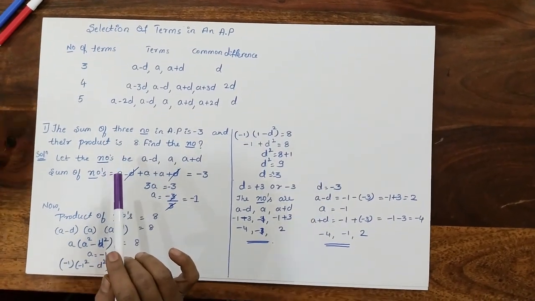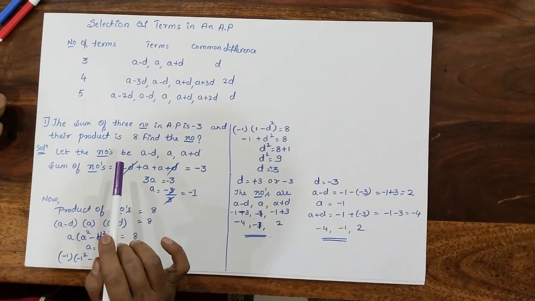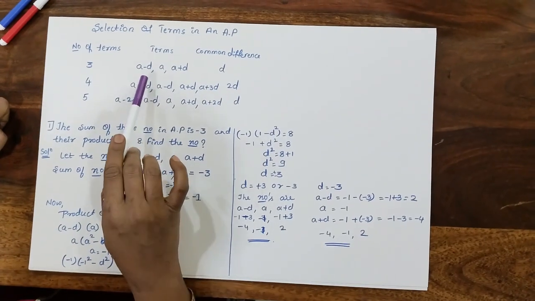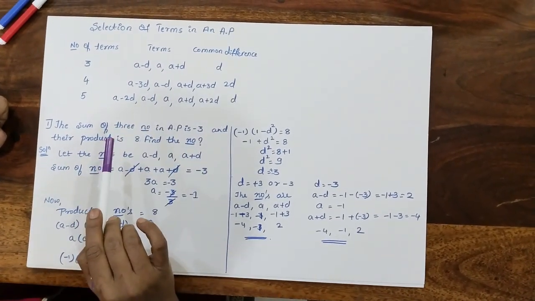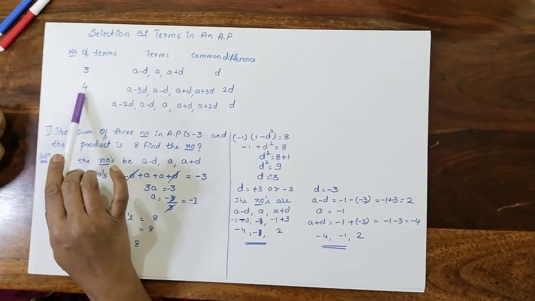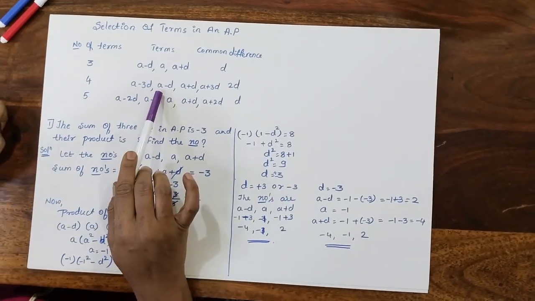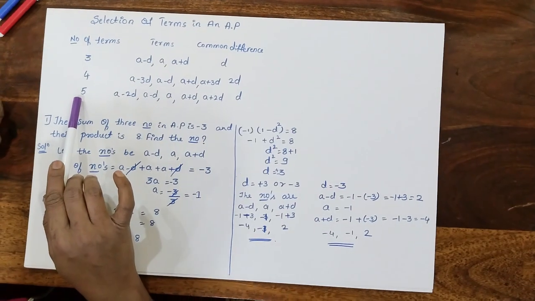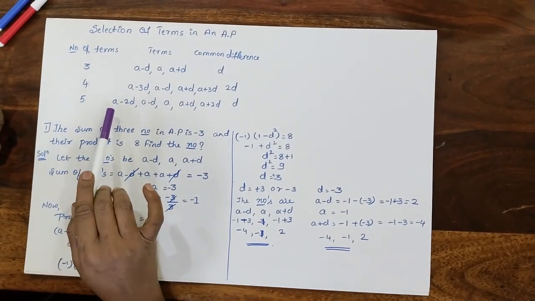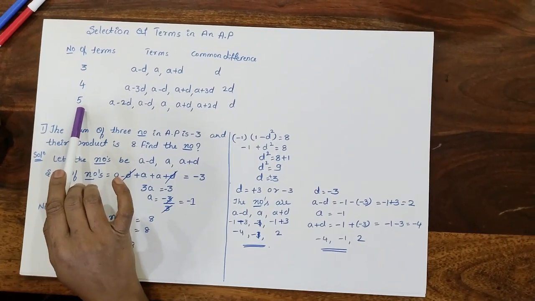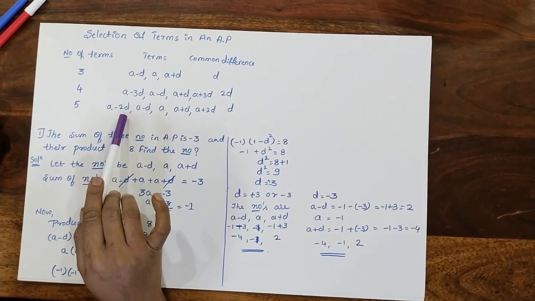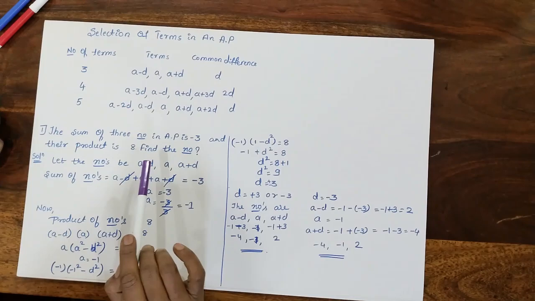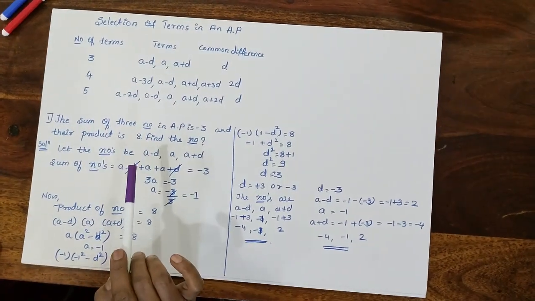So here we have some number of terms. Whenever a question asks for a number of terms, if it is 3, you have to consider it as a minus d, a, a plus d. If it is 4, then a minus 3d, a minus d, a plus d and a plus 3d. It's very rare that they will ask for 5 numbers, but if they do, consider it as a minus 2d, a minus d, a, a plus d, a plus 2d. Okay, related to this, we are going to solve some questions.